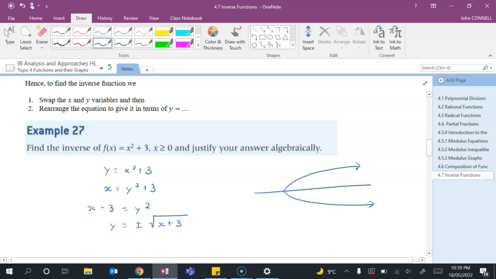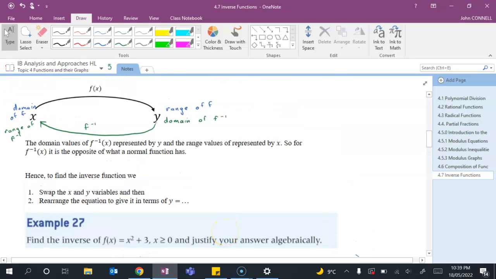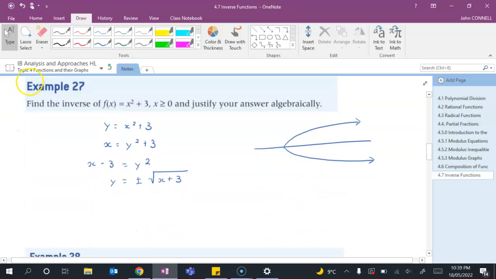So then the inverse function has to be a function, so we've got to ask ourselves, okay, which one is it? Now if I go back here, remember we said that the domain of f is now the range of f inverse, and the range of f is the domain of f inverse. Now the domain of f was x greater than or equal to 0, which is the range of f inverse. So the range of f inverse is y greater than 0. And so I only want the positive values.